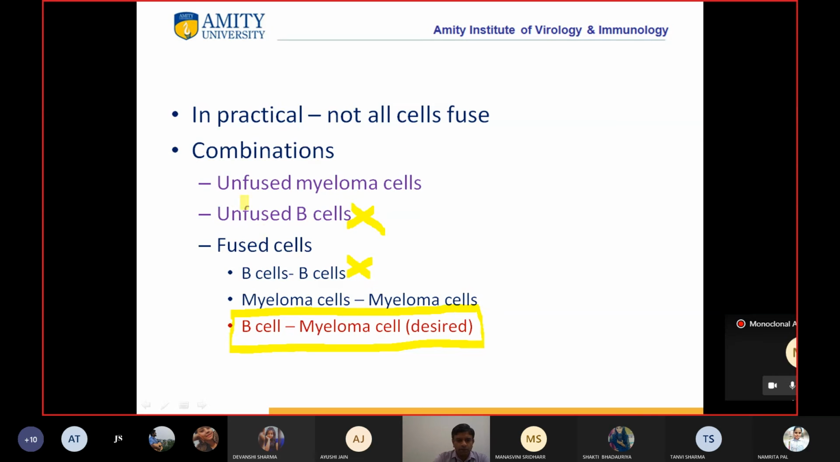Now the problem is the myeloma cells. We don't want these unfused myeloma cells. So we need them to be killed, or they should die. So what we do is we take these myeloma cells and do a genetic modification in them. We remove some part of the gene which codes for a particular enzyme. So when that enzyme is not there, these myeloma cells will die.